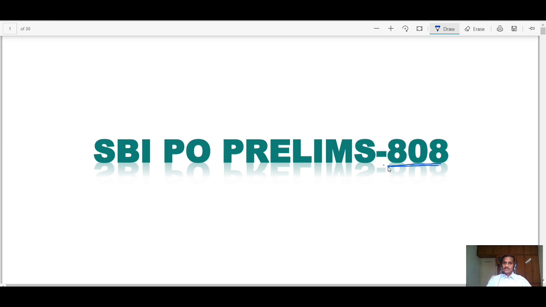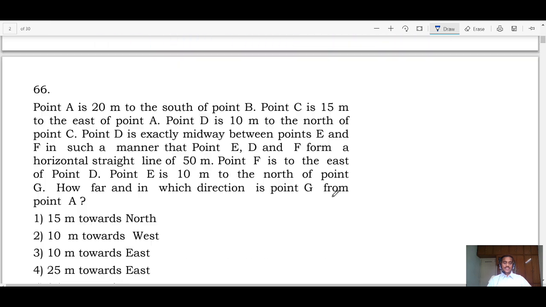Paper number 808 SBI PO Prelim. PO Prelim question number 66 to 100. All together how many questions we have? Only 35 questions in this prelim. Now under the reasoning section, coming to question number 66.